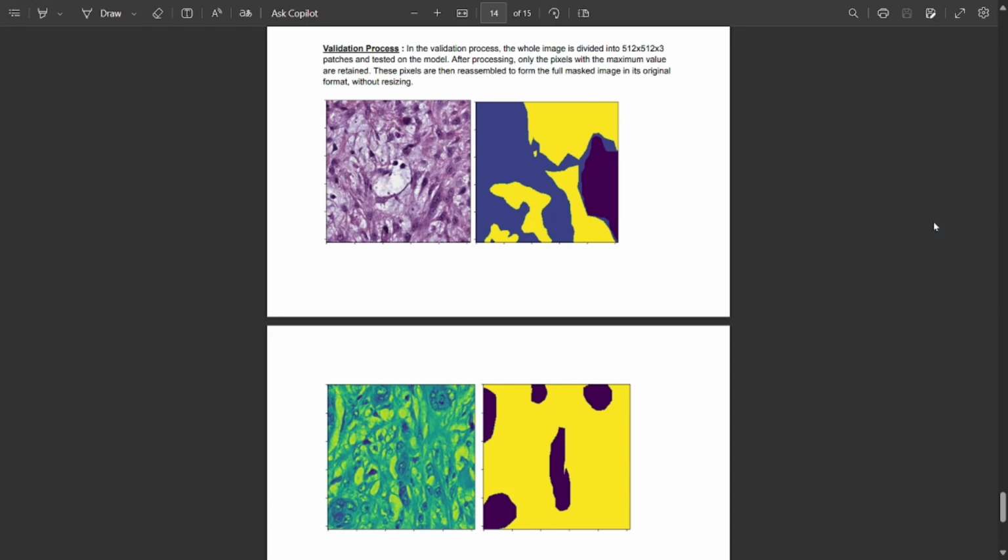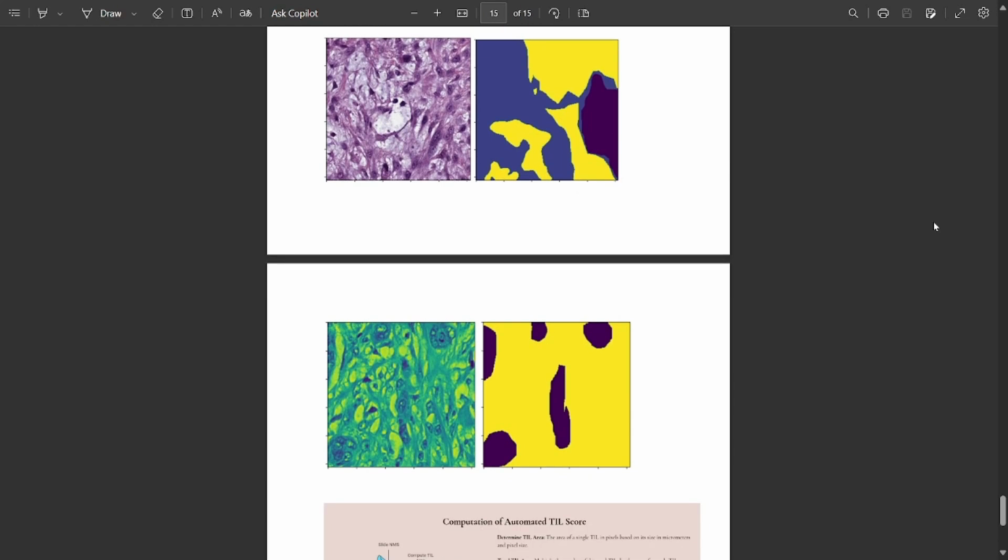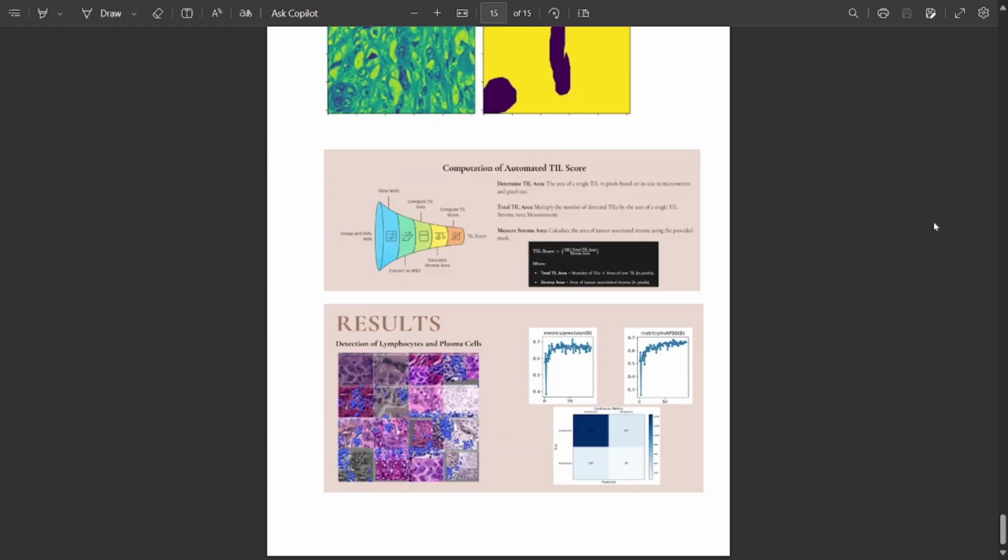One special thing which we did in this process was to patch and unpatch the image. As we know, in medical images it is very crucial to get all the features, and when we resize or demagnify an image, we might lose some important factors. So whenever we got whole slide images, we divided them into patches and then gave them to the training and inference model. At the end, we unpatched the whole image, so that we do not get any loss of data. This was the computation of the TIL score and results as we discussed earlier.